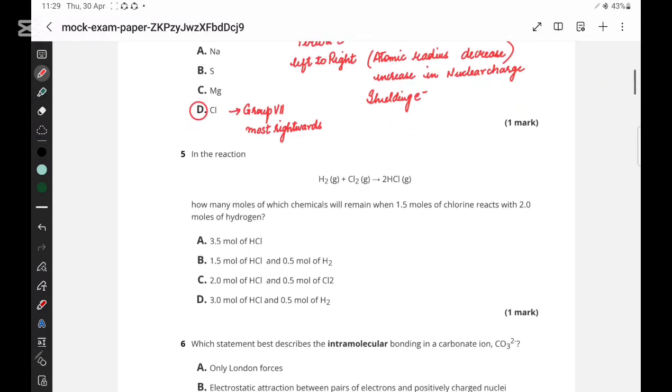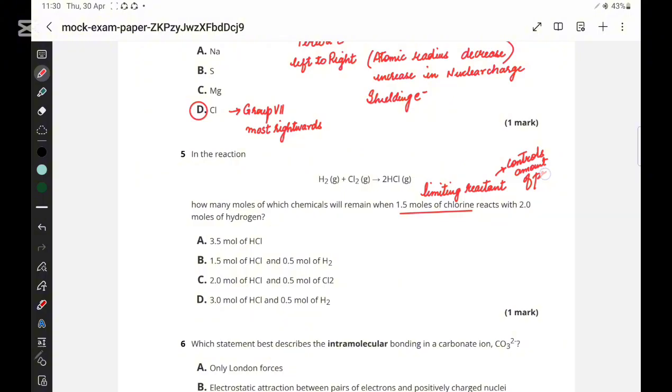In the reaction, H2 plus Cl2 reacts to form 2HCl. How many moles of which chemicals will remain when 1.5 moles of chlorine reacts with 2 moles of hydrogen? So first of all, we have 1:1 of hydrogen and chlorine, and as 1.5 moles of chlorine are reacting with 2 moles of hydrogen, chlorine is going to be the limiting reactant. And if it is the limiting reactant, it controls the amount of product.